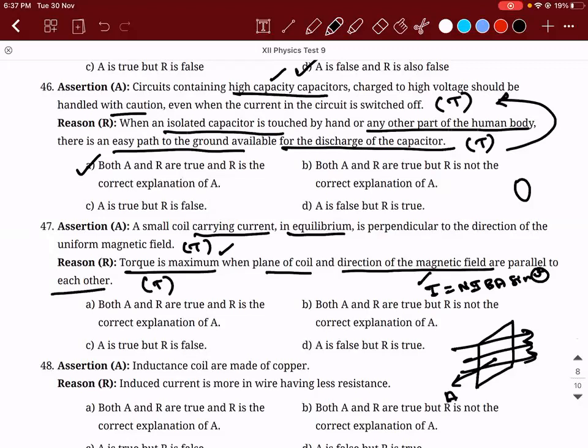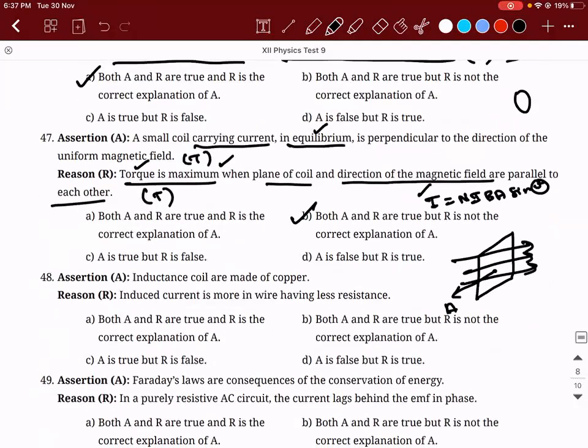But here they spoke about equilibrium. Equilibrium can be translational as well as rotational, whereas in the second case, they spoke only about torque, which is going to be rotational. So both are right individually, but the reason is not the right explanation for the assertion.